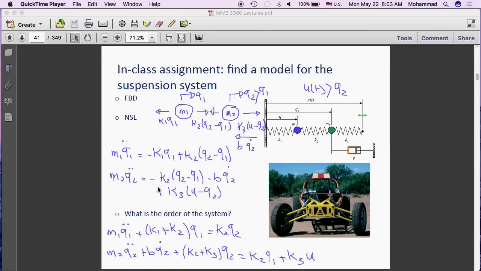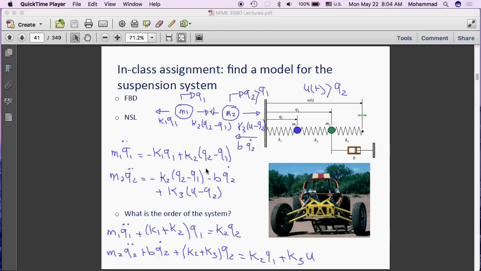Now, what if q2 at some point becomes smaller than q1? That means now the spring is compressed. If q2 is smaller than q1, it means the spring is compressed, which means the direction of forces would switch on both of these masses. So if that happens, this becomes negative. Inside the parentheses, you would have negative, so that takes care of change of sign and change of direction.